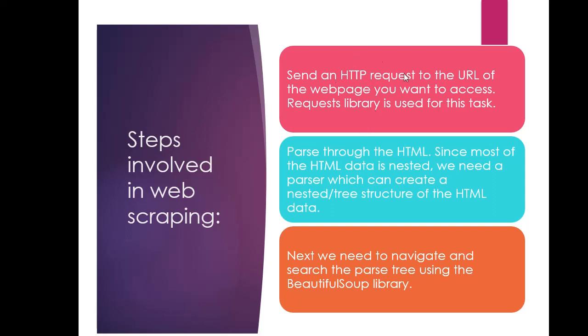Second is parsing through the HTML. Since most of the HTML data is nested, we need a parser which can create a nested tree structure. Okay, so next what we do is we parse. We use a parser to create a tree structure. Now the tree structure is ready with us. What we need to do next is we need to navigate through the tree structure, and that is done using the Beautiful Soup library. Okay, so there are basically three steps involved.